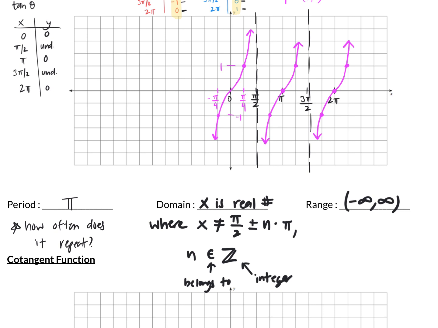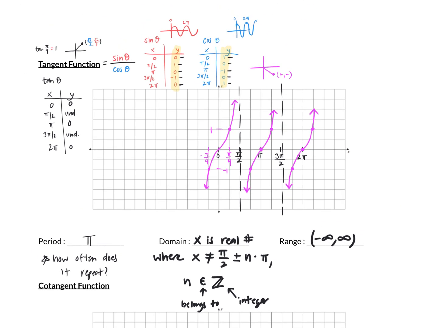And really, the only questions that they will ask you are going to be about your range. So like, what is your range value? For tangent and cotangent, it's always going to be that negative infinity to infinity. But if it was like the cosecant or sine and cosine, those will change depending on what your amplitude and vertical shifts are, okay? Questions on the tangent function?